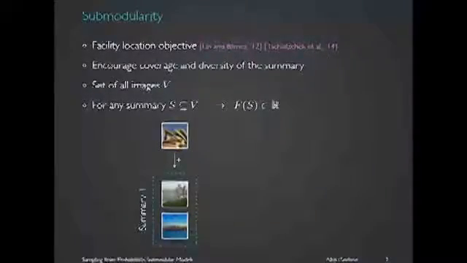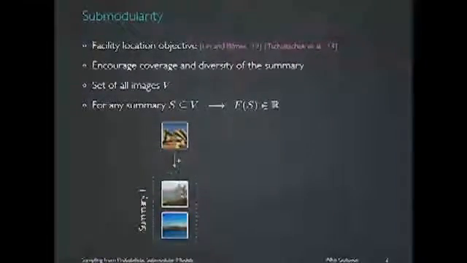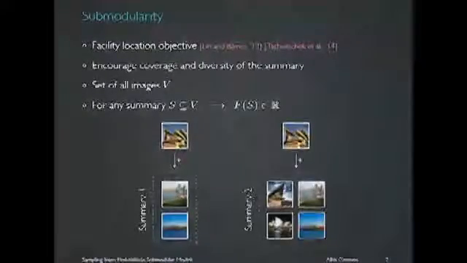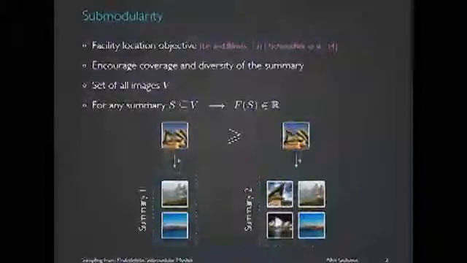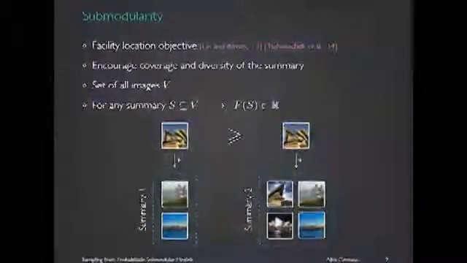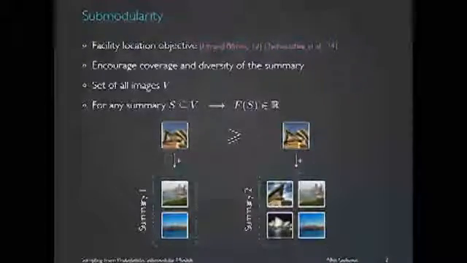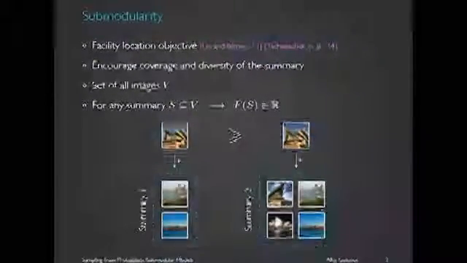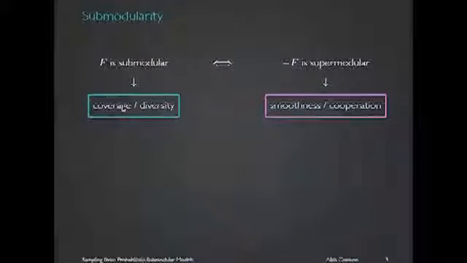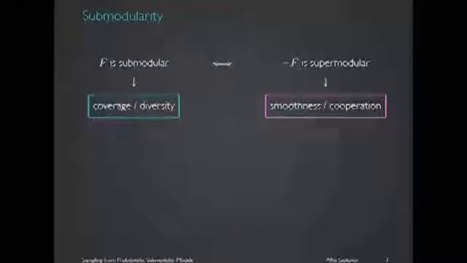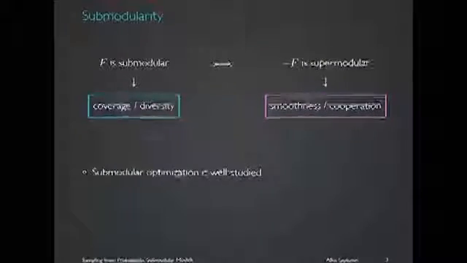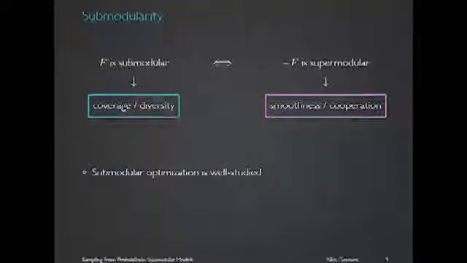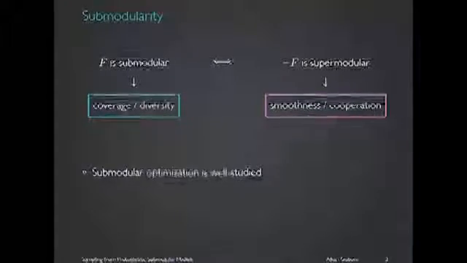Now, interestingly, if you look at the benefit of adding a new image to an existing summary, and compare this to the benefit of adding the same image to a superset of the original summary, then according to this objective, the first benefit is always greater than the second one. This intuitive property of diminishing returns is called submodularity. Submodular functions have been used to model notions such as coverage and diversity, while their counterparts, supermodular functions, have been used to model notions such as smoothness and cooperation. And of course, both problems of minimizing and maximizing submodular functions are extensively studied.